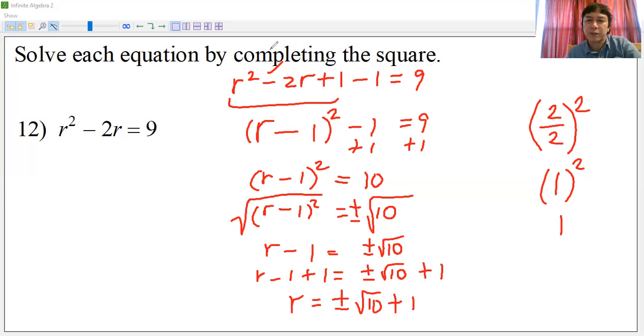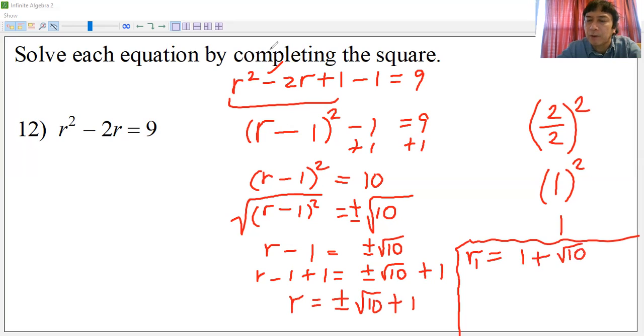We have the first value r1, and this will be 1 plus square root of 10. And then r2, we have 1 minus square root of 10. So these are the two answers, and let us verify.